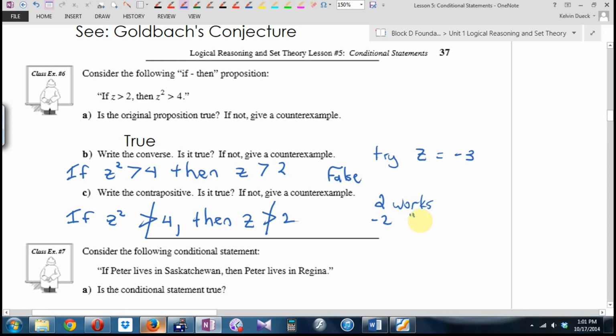What else might I try? I might try 1. What's 1 squared? Is 1 less than or equal to 4? Yeah. And does that also mean that 1 is less than or equal to 2? Okay, yeah, 1 works. You know what? I think this is true. I can't find a counterexample unless someone else has thought of one.